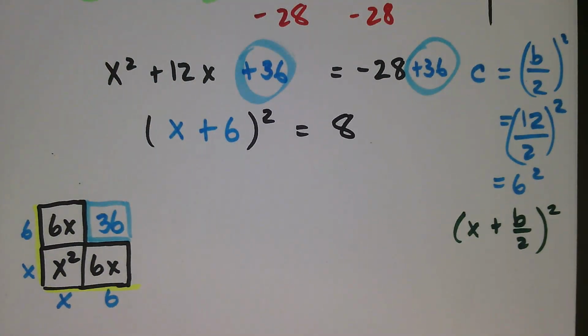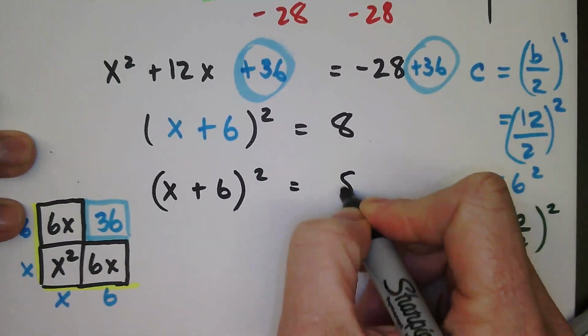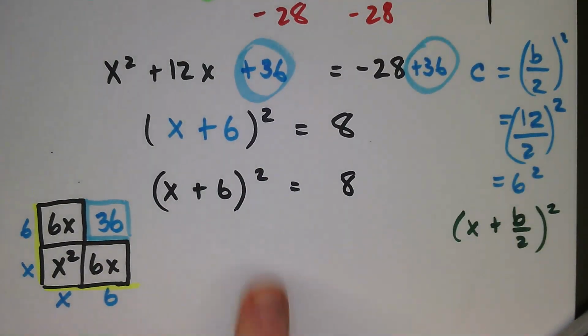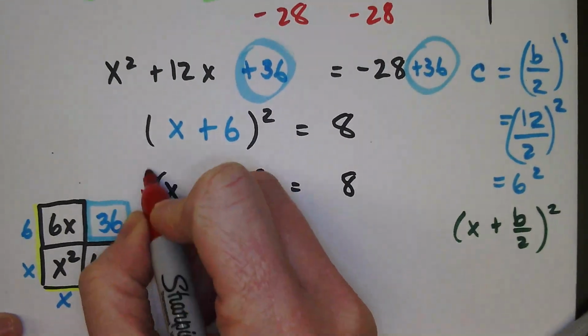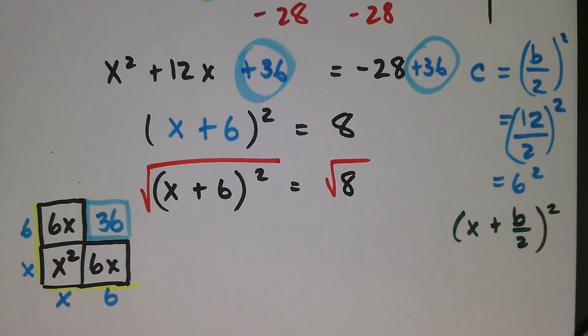From here, it's all about solving with square roots. I'm just going to rewrite this line so I can kind of see what's going on. I need to get the x out of the square, so I'm going to take the square root of both sides. When I introduce the square root, it is really important that I account for both answers. So I do a plus or minus.